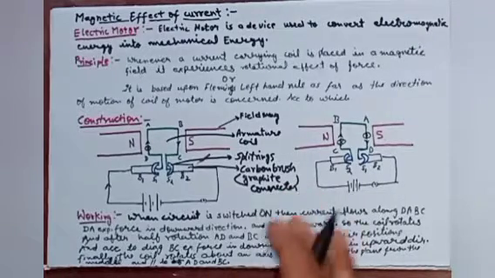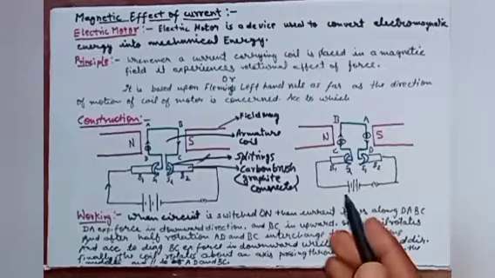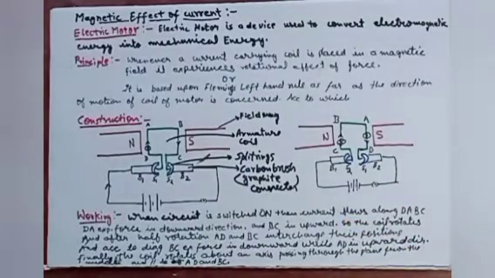So ultimately, this rotation goes on and on and on, and by this we can convert this electromagnetic energy into mechanical energy. Now, what are the uses of electric motor? Write down me in the comments. But before that, I will tell you a brief definition of armature. Okay, armature coil.